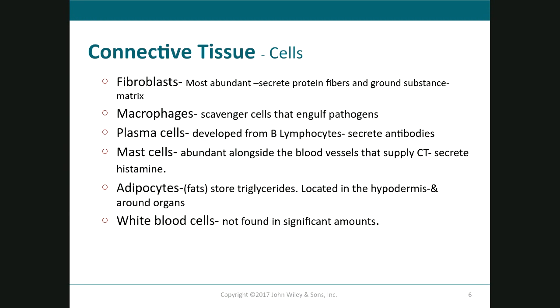So again, reviewing our cells, make sure for your exams you know the definitions of all of these cells and the functions. Repeating it again, the fibroblasts are the most abundant. They secrete the fibers or produce the protein fibers and the ground substance. Macrophages are considered scavenger cells, so they engulf pathogens. Plasma cells secrete antibodies. The mast cells are very abundant along blood vessels and they secrete histamine.